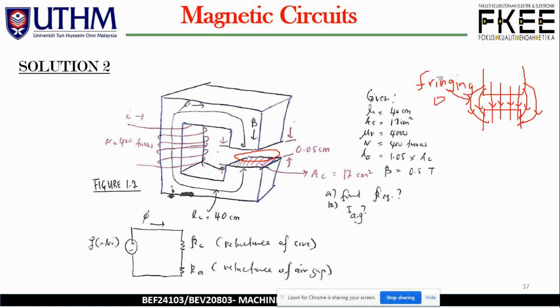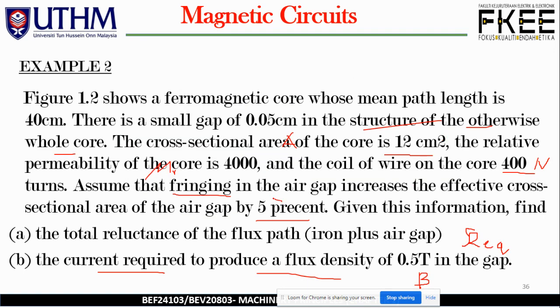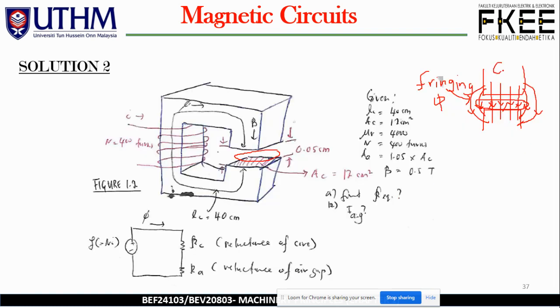Fringing flux somehow causes the cross-sectional area within the air gap to be a certain percent bigger. In this particular example, it is given as 5%, compared to the one in the core. This is the core, and the gap area is 5% bigger, or 5% wider, than the core. We will see in detail how the calculation works.